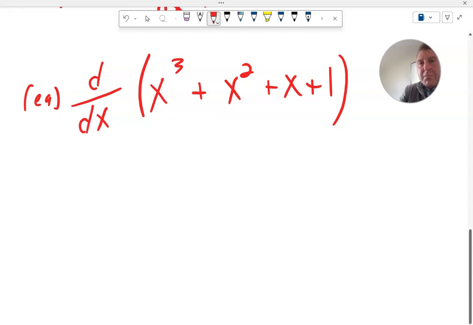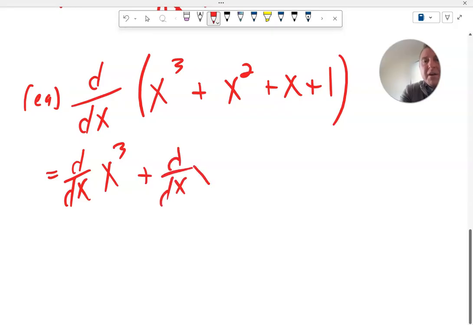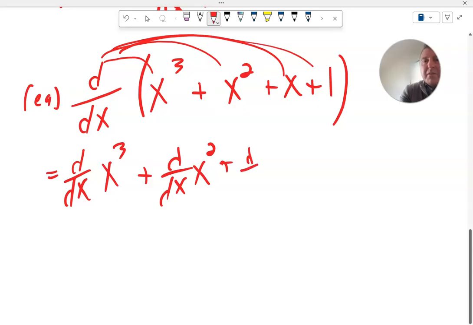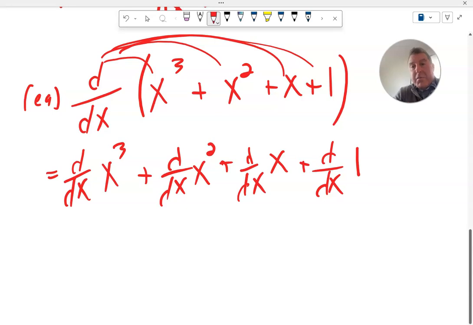And so for this problem, I'm going to use the appropriate rules. I'm going to use the sum difference rules. And again, you don't have to write all this, but I'm going to. I'm going to say, okay, by the sum difference rule, that is going to be the derivative with respect to x of x cubed plus the derivative with respect to x of x squared. I'm essentially distributing this, plus the derivative of x with respect to x plus the derivative of 1 with respect to x. Now again, you don't have to write this. This will become an easy problem to do in your head once you're familiar with this.